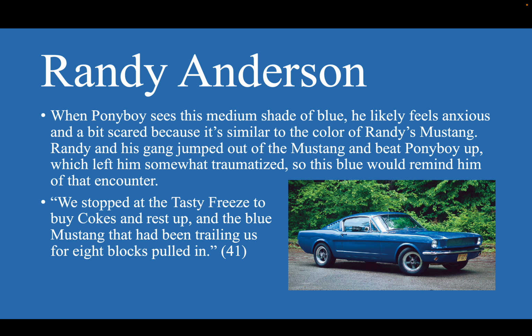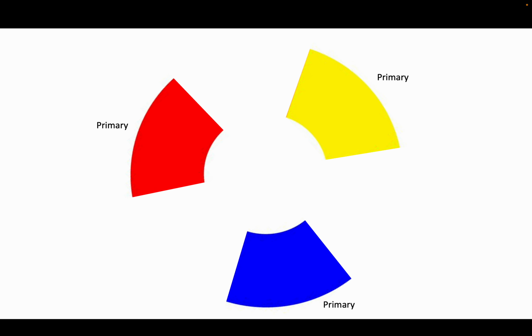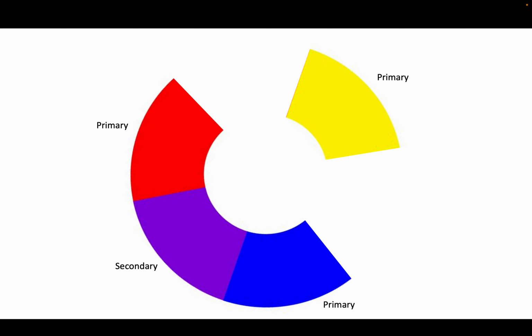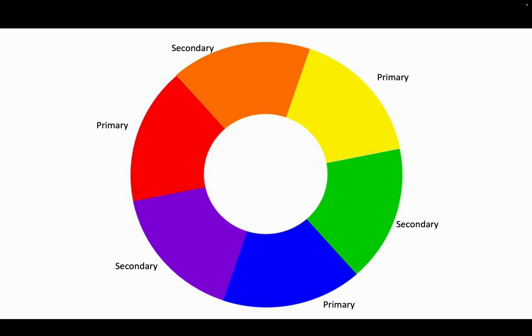So that's what I want your novel investigation slides to look like. This will get you full credit if this class were about The Outsiders, but we're not reading that book right now. Now, hopefully you're familiar with primary and secondary colors. The primary colors are red, blue, and yellow. The secondary colors are purple, green, and orange.